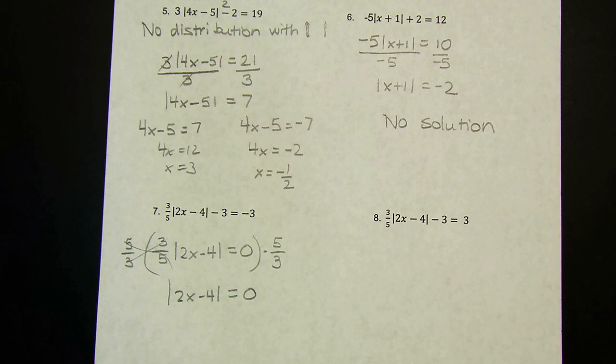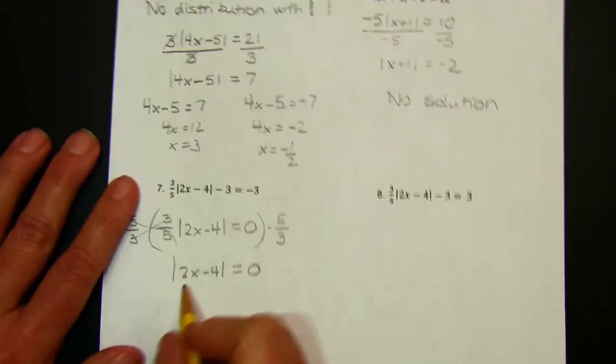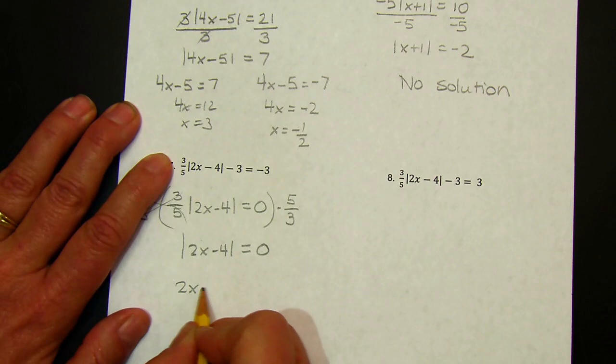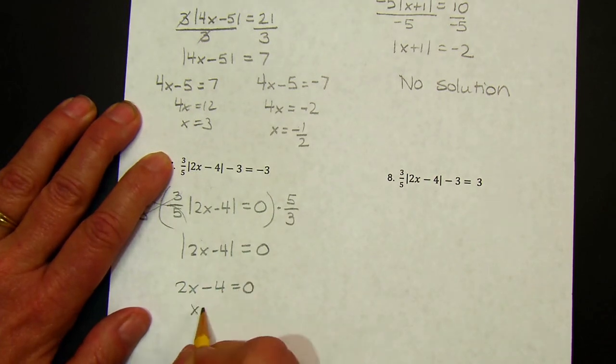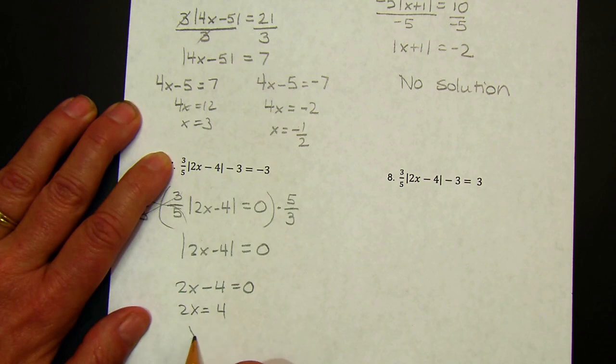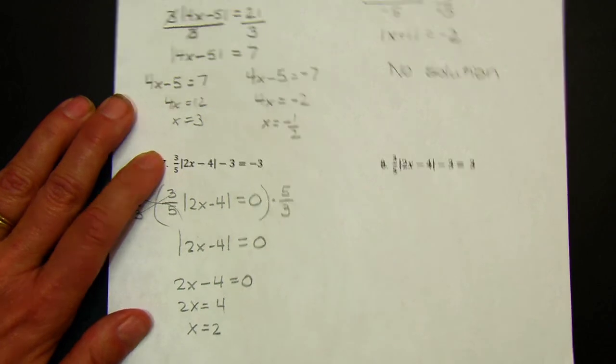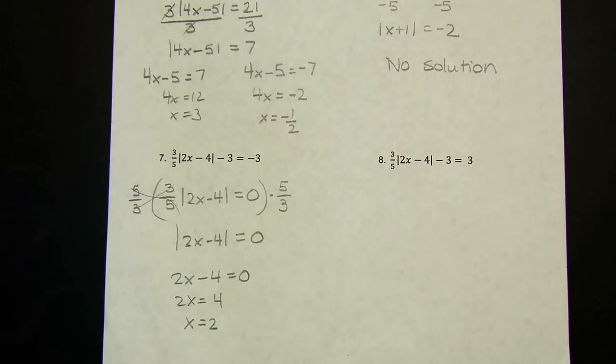Okay? And so now you know you're going to get one solution from one equation, and that one equation is 2x minus 4 equals 0. So 2x equals 4, so x equals 2. All right, go ahead and do number 8 and see what you get for number 8.